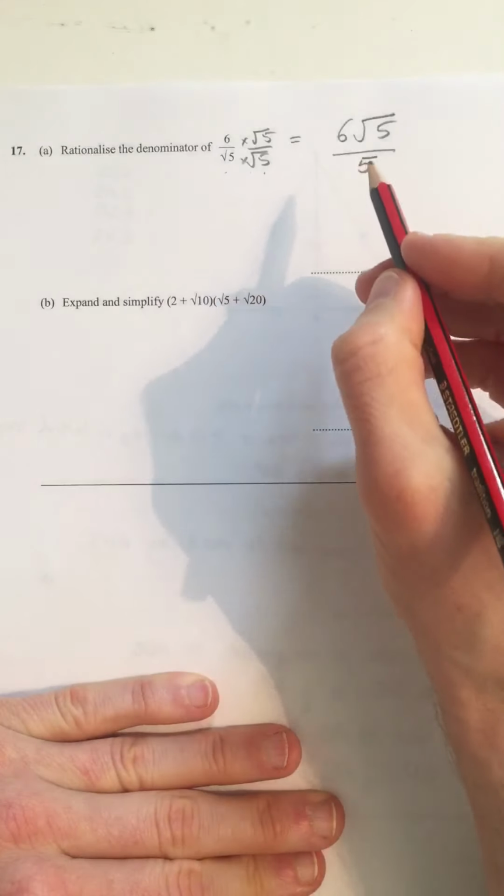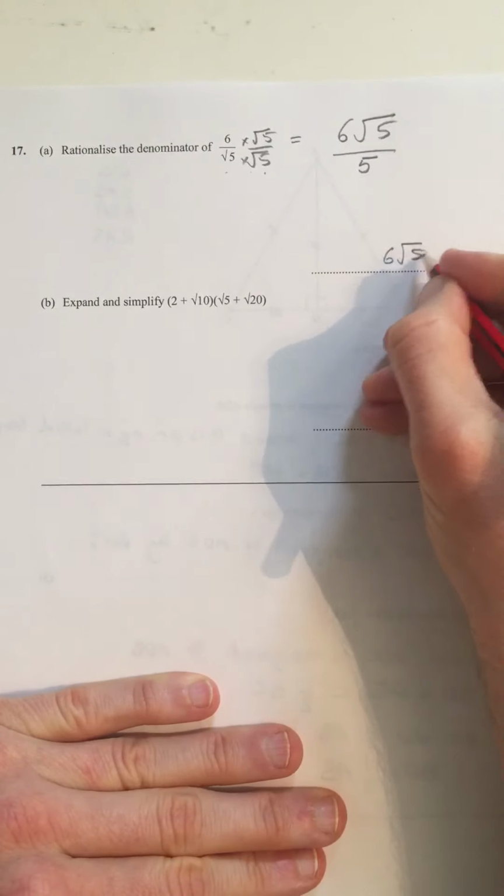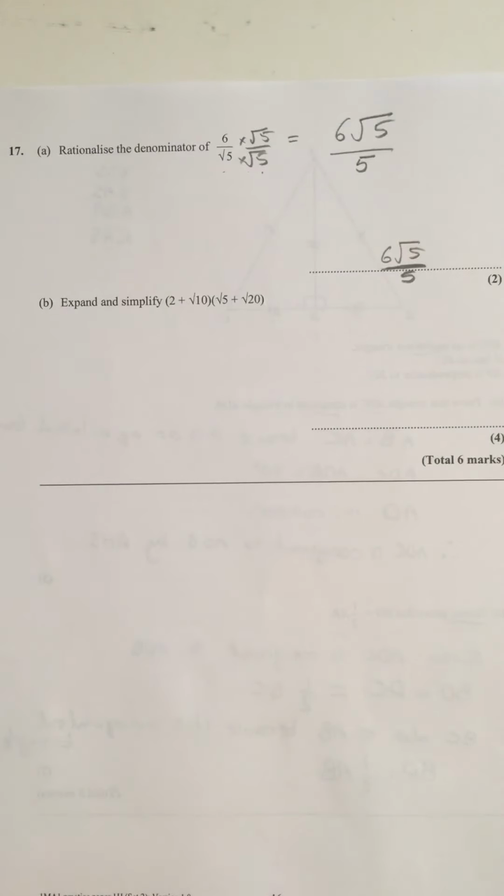So we have now got a rational number on the denominator there. So that's my answer. Can't simplify that, so I'll leave my answer like that. 6 root 5 over 5.